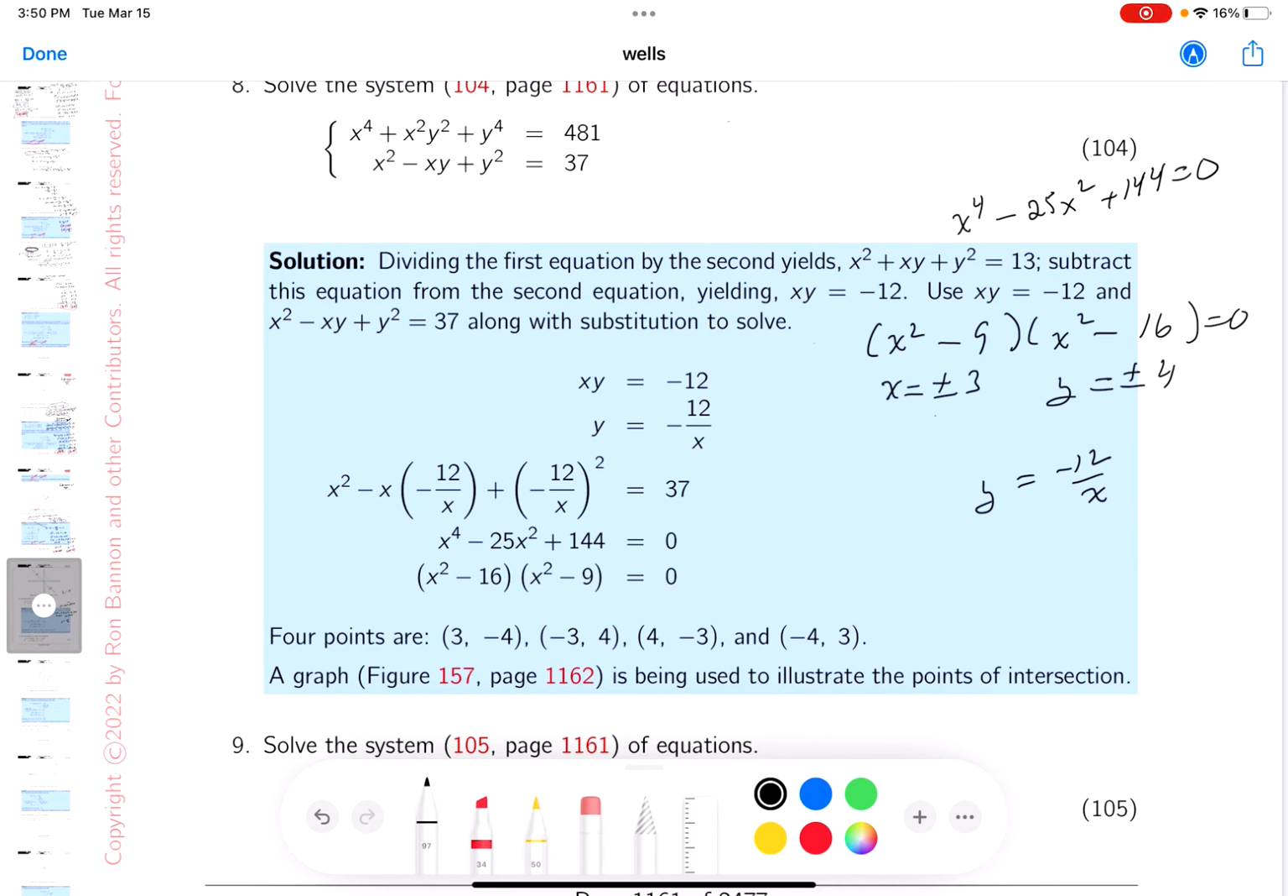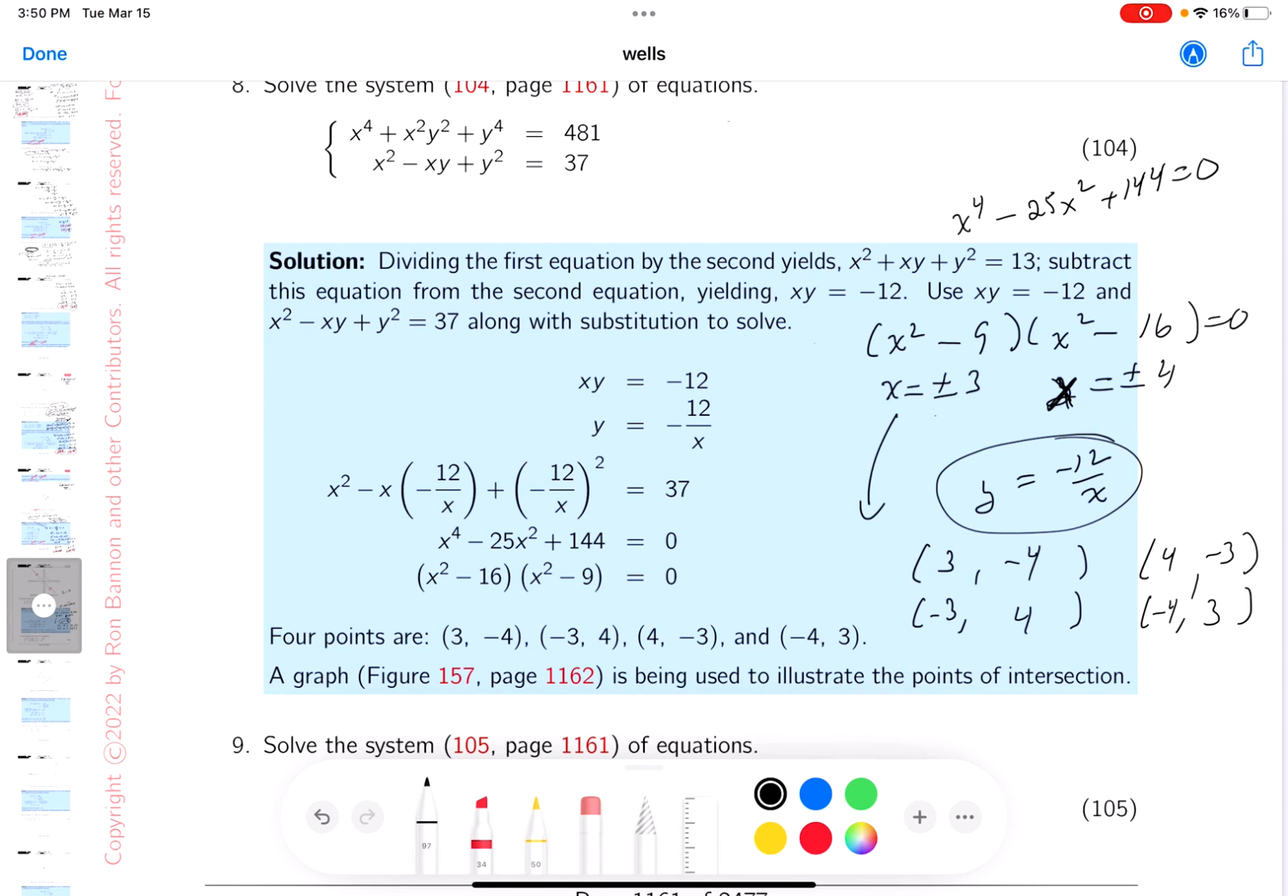Well, let's do one at a time. Let's do 3. Then I'll do minus 3. I'm just going to do one at a time, but I'll write them down for you. This over here, I'm sorry, I said it's x. Sorry about that. 4, minus 4. Let's do the y. This will be minus 4, this will be 4, this will be minus 3, and that will be 3. I got 4 points of intersection.